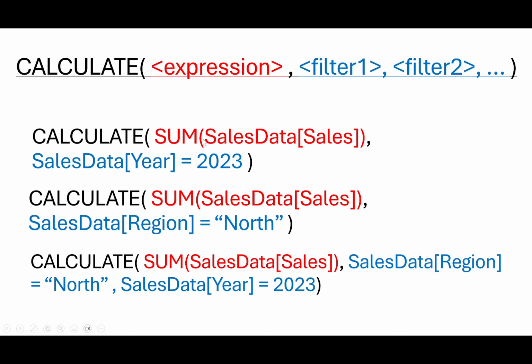Below I've got some examples that you might be interested in calculating. The first one is the sum of the sales data, and in this case we're only interested in filtering for the year 2023. Another example is the same sales data sum, but only sales made in the North region. The third example could be applying two filters, where we're only interested in sales made in the North region and 2023. So let's go back into Power BI and have a look at how this works.